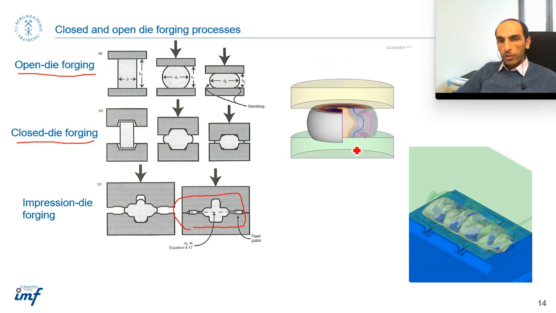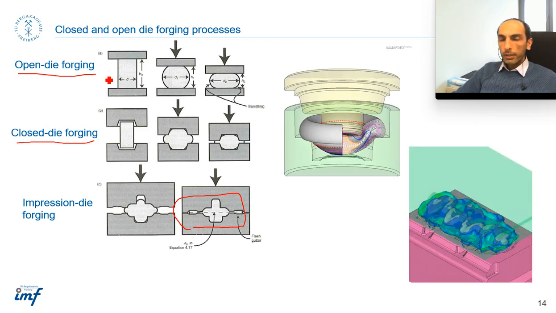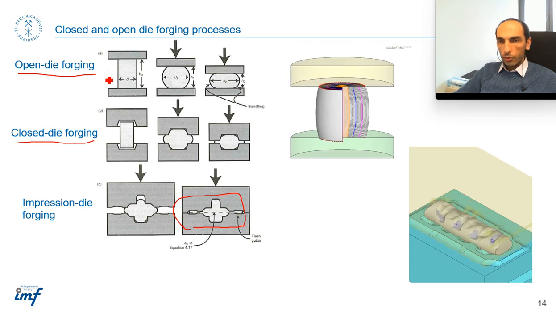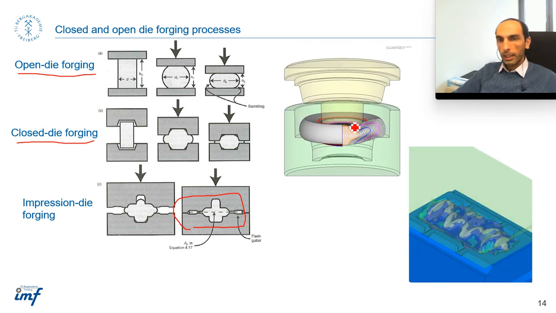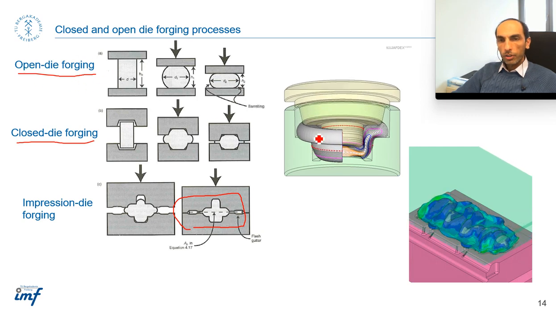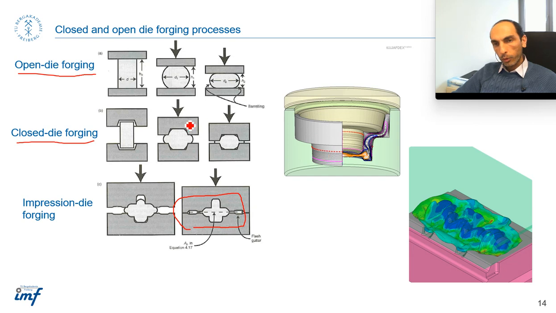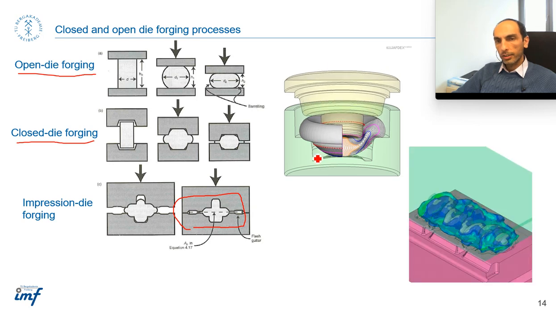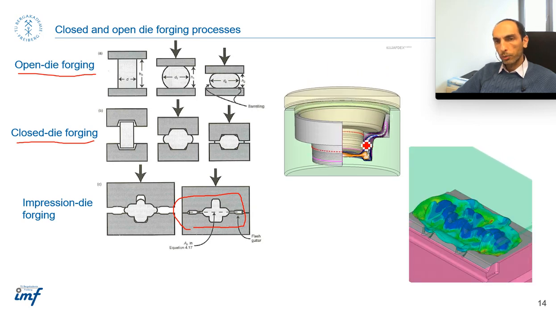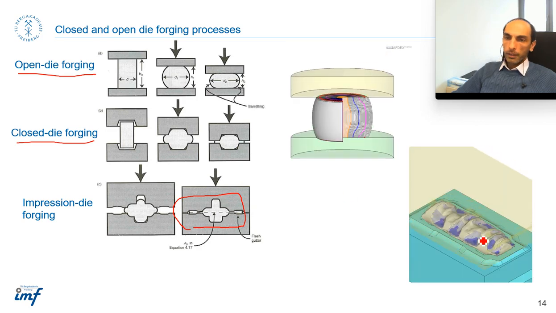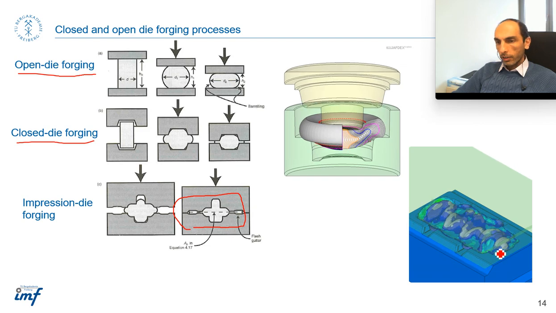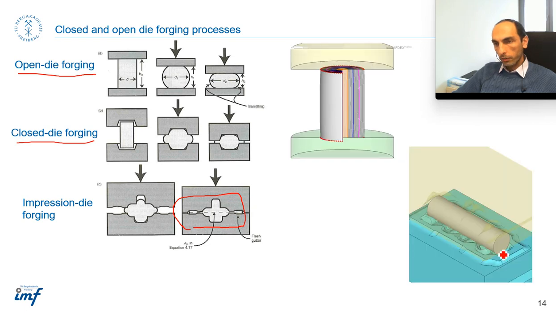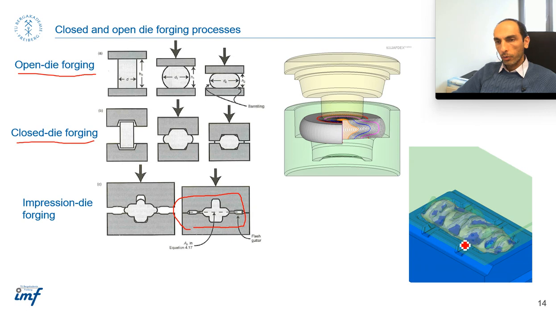But this animation shows that usually open die forging is the first stage of forging, the stage in which you prepare the pre-shape or the pre-form, and then open die forging is usually followed by closed die forging. This is open die forging, and the second stage is closed die forging to shape the material to the desired form. This animation also shows the forging of a crankshaft, and you can clearly see how the flash forms during the forging. Of course, this is a closed die forging.